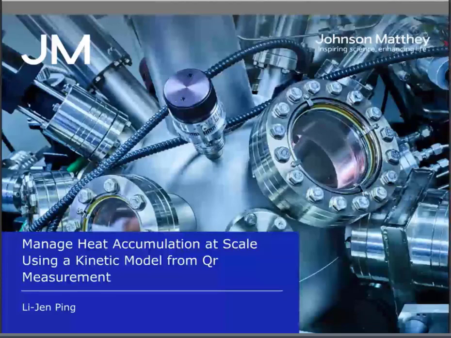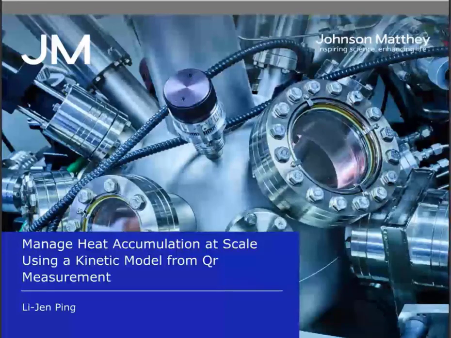In the following presentation, I would like to talk about work we conducted here at Johnson Matthey using a Dynochem modeling tool to manage the heat accumulation at production scale of exothermic chemical reactions.